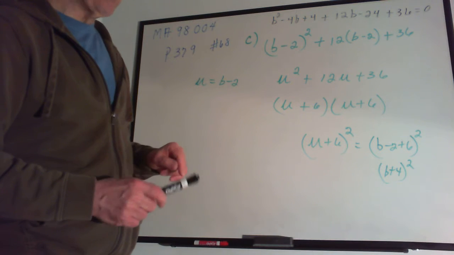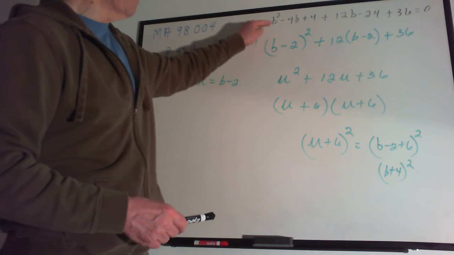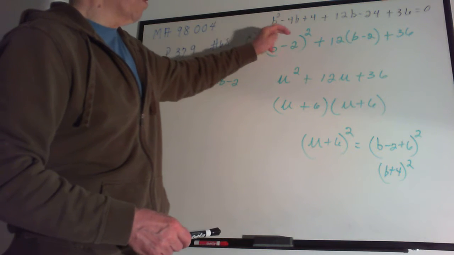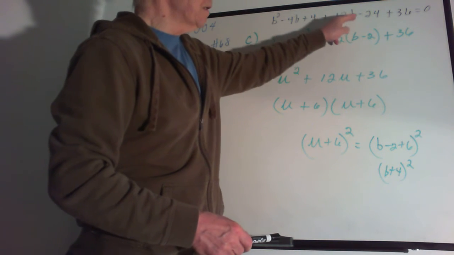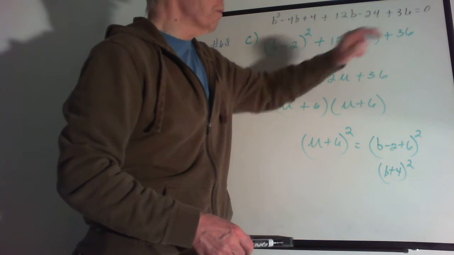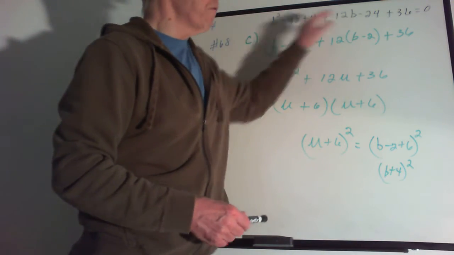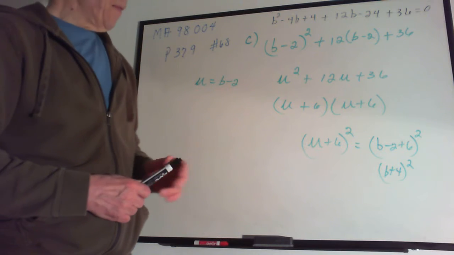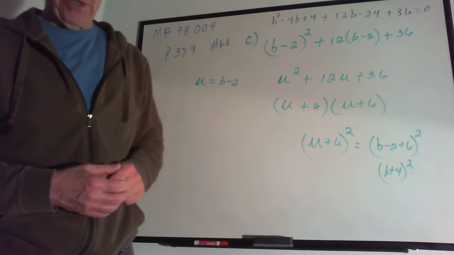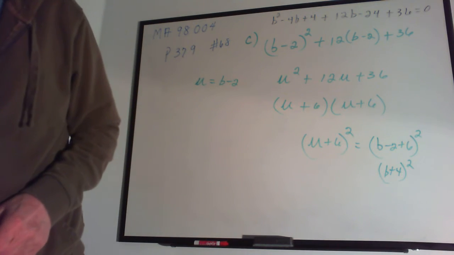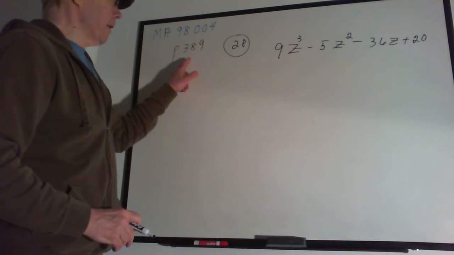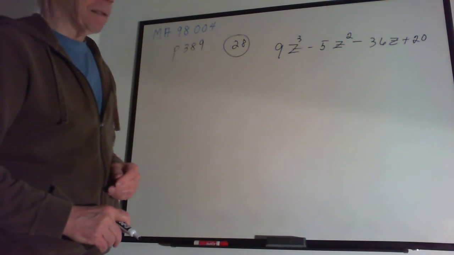All right. If you don't do it that way, what you have to do is multiply this out to get b squared minus 4b plus 4, 12b minus 24 plus 36, solve that, and then factor it, and you'll get that answer. This way of substituting is much easier. So try page 389, number 28.